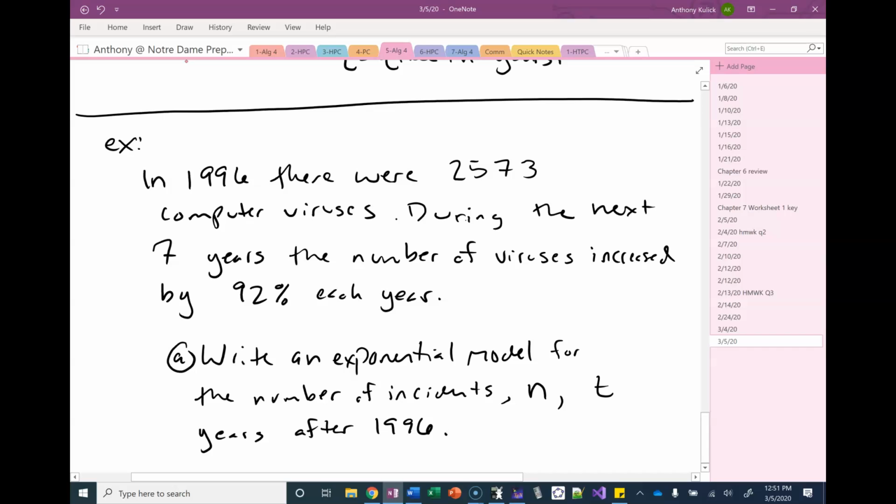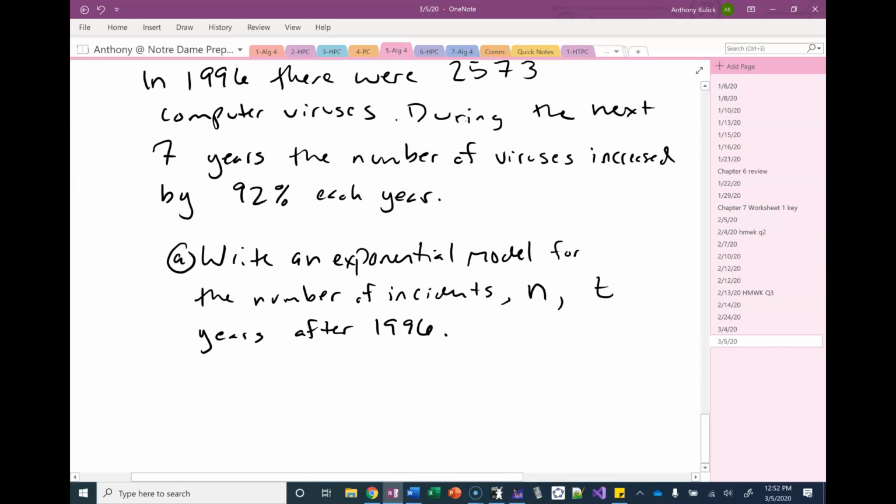So the situation is in 1996, there were 2,573 computer viruses. During the next 7 years, the number of viruses increased by 92% each year. So that's the situation that we're going to be using. The first thing that we're going to ask is to write an exponential model for the number of incidents n, t years after 1996.